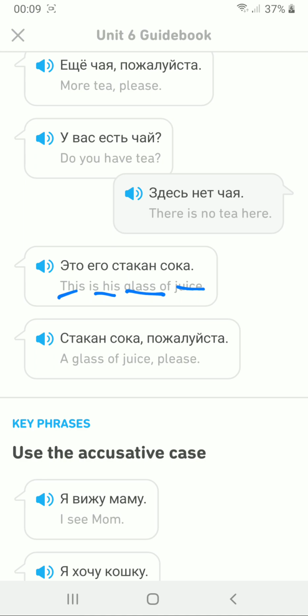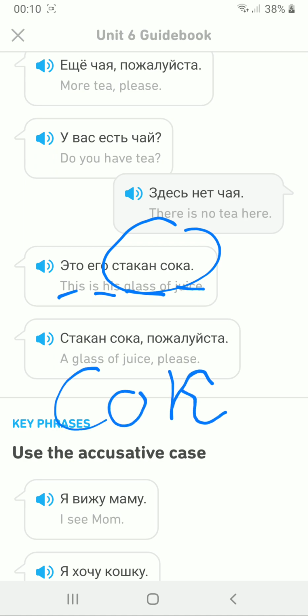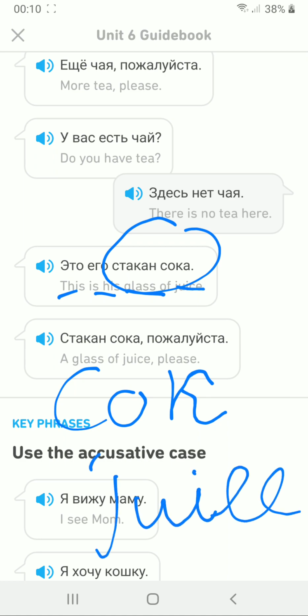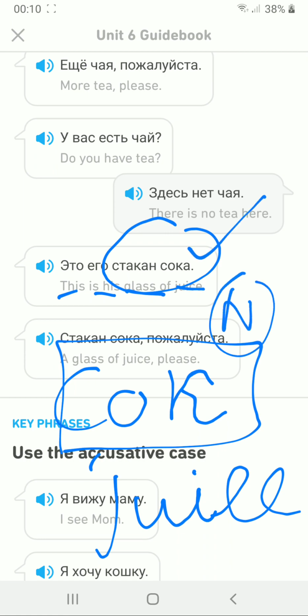Where is the genitive here, you might ask? It is here. Стакан сока. Glass of juice. So what kind of стакан is it? It is a стакан of juice. So стакан сока, because сок is just juice. And this is how you write сок in the nominative form, but сока here is in genitive form.